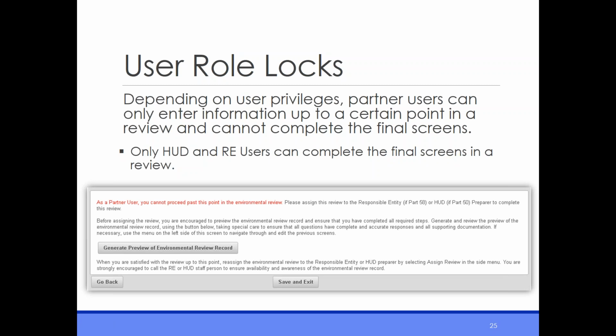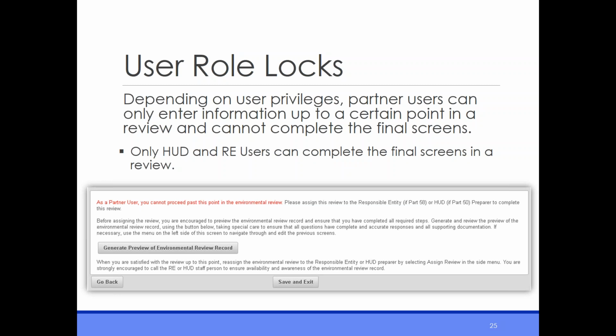So another security measure is that partner users will not be able to access the final screens, including the findings, determinations, certification, 7015-15 and 7015-16, and the complete and archive screens. So any screen where the screen number starts with 6, the 6000 series, partner users basically don't have access to that chunk of screens. The one exception is that some partner users will be able to access the 7015-15 request for release of funds screen.